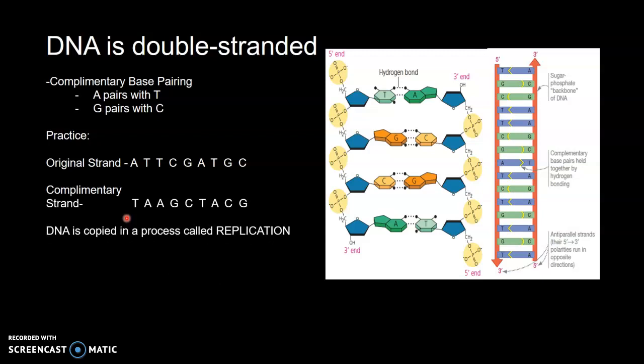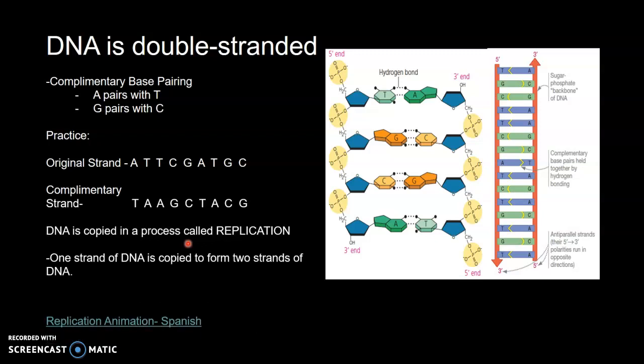So as mentioned previously, DNA is copied in a process called replication, where one strand of DNA serves as a template for copying using this complementary base pairing rule. You can watch videos of this process more in detail in English and Spanish, and the links I've included here. And these are in the PowerPoint that you can download from Canvas.